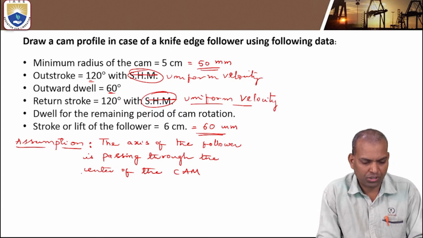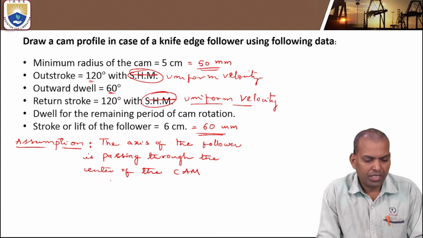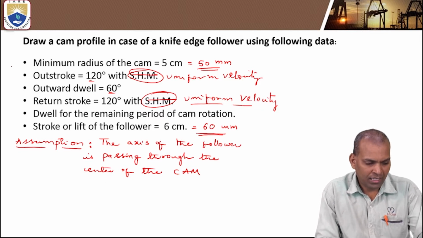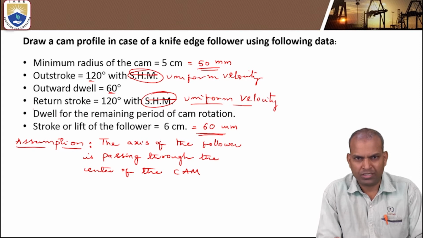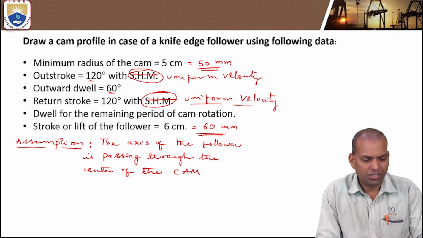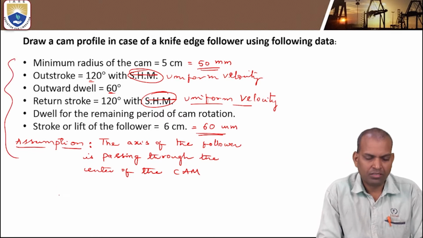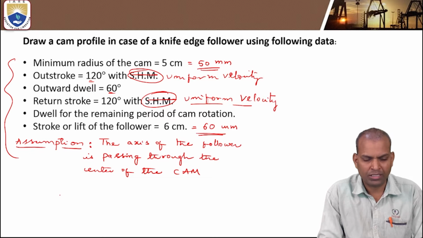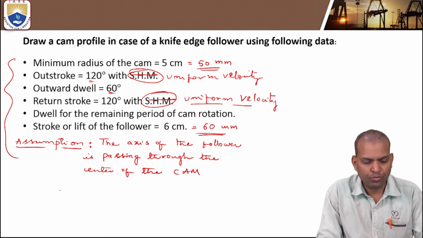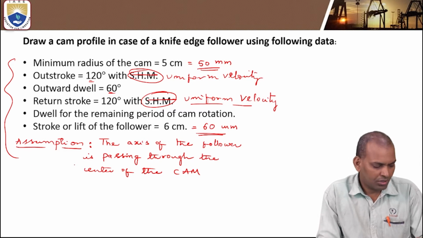Before starting, we have to draw with this data. If any one data is missing, we have to assume it, and only then can we draw the cam profile. Otherwise, all these parameters are a must and one has to know them. These are the input parameters, and only then can we draw the output, that is the cam profile. Now, how to draw this output cam profile?